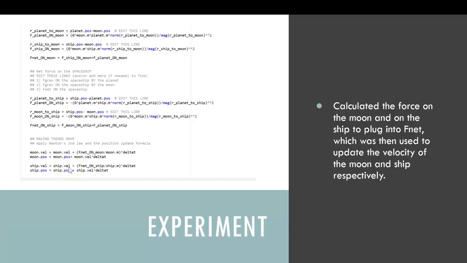So in this experiment, what we did was we found the distance between the planet and the moon in order to find the force of the planet on the moon. Then we did so for the ship as well, the ship on the planet and the force of the ship on the moon. The directions of the distance are what was the major difference between the forces, and then we plug these forces into F net in order to find the velocity of the moon and the velocity of the ship.